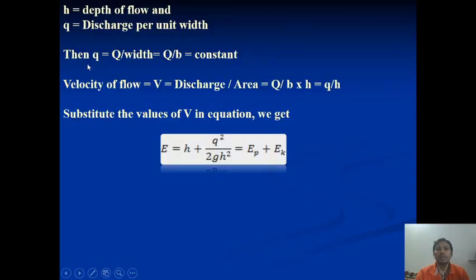And now earlier we know that with the help of the continuity equation Q is equal to AV. But in this Q, if we find the small q, the discharge per unit width of the channel, then we say that q is equal to Q divided by the width of the channel, and it will always be constant. So now the velocity V is equal to what? Discharge by area, and that we divide by the width of the channel. So we say Q by B into H, but Q by B we have derived is the discharge per unit width. So we consider it the small q, so V is q by H, right?